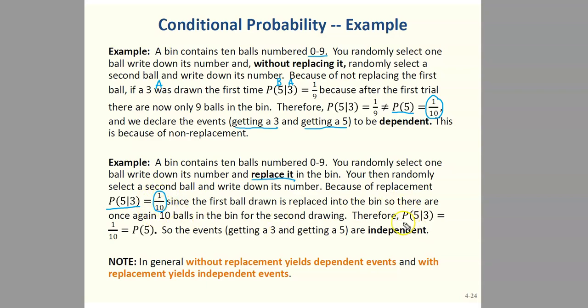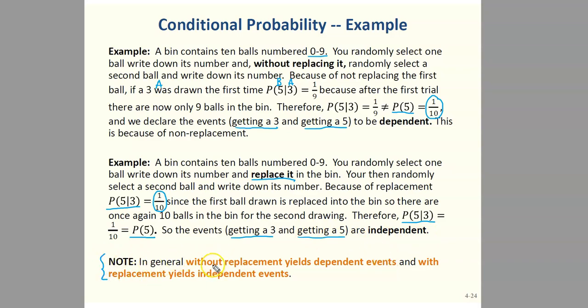So we see that the probability of a 5 given that a 3 was drawn the first time is still just the probability of a 5, which is 1 over 10. And that's because the first ball was replaced before drawing the second ball. So in this case, getting a 3 and getting a 5, like events A and B, are independent. So now take note of this down here.